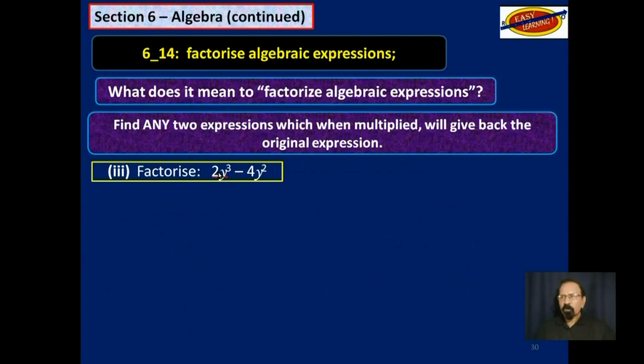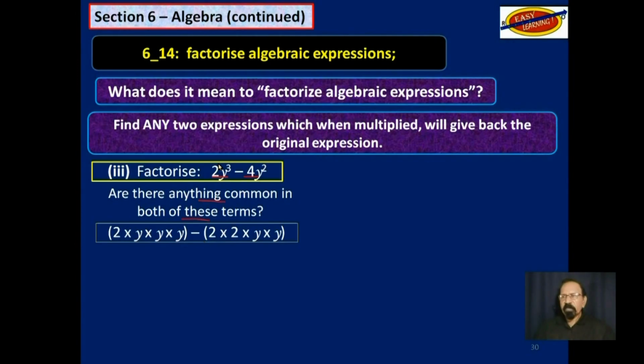Factorize 2y cubed minus 4y squared. Is there anything common in both of these terms? Well, to help you see that clearer, we will expand them. 2y cubed is 2 multiplied by y multiplied by y multiplied by y. And then that minus there is this minus. And 4y squared, 4 is 2 times 2, and y squared is y times y.